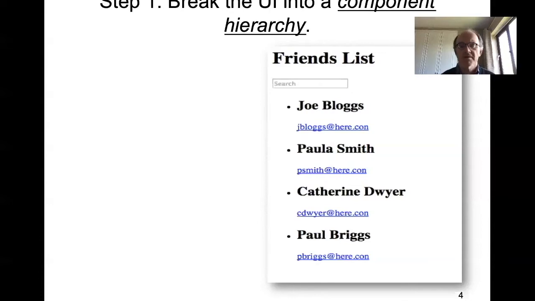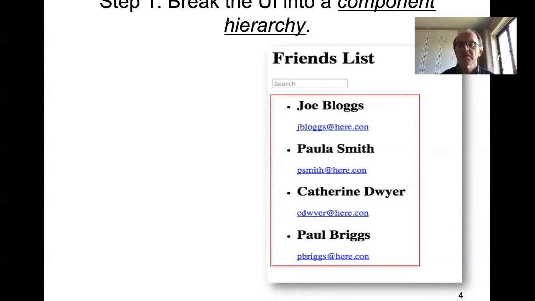So in that sense, as we look at the UI, whenever you've got a list of things in the UI, you automatically draw a box around that. And that's now saying that in my component hierarchy, I am going to have a component that's just going to be responsible for generating the list of things.